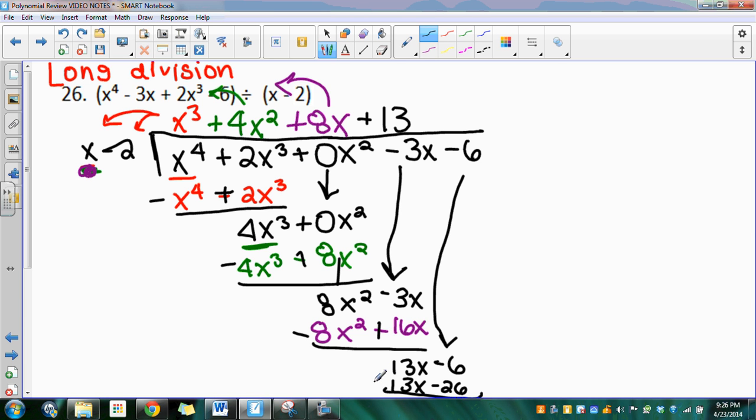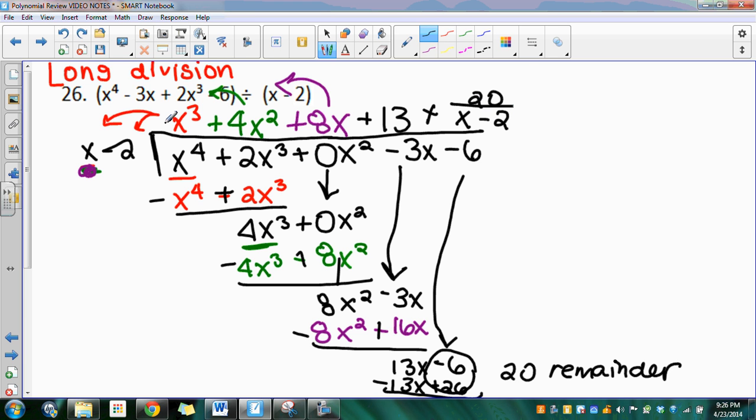Alright, so switch your signs. And when you add up these, you get 20. And once we're left with a number, just the number at the end, we're done. And since it's not 0, that means this is our remainder. And how we write that is plus 20 over whatever you're dividing by, which in this case is x minus 2. So this is your answer to that long division problem.